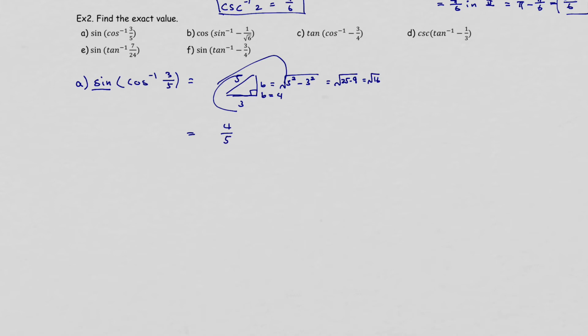Let's see if it's going to be positive or negative. When we're looking at this, cosine is 3 over 5, which is positive. And cosine inverse can only be in the first or second quadrant. The first quadrant will be positive, the second quadrant will be negative, and you have positive. So this is going to be in the first quadrant.